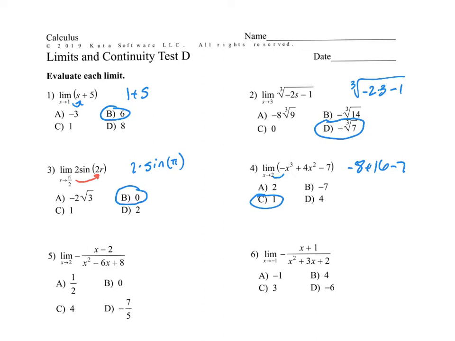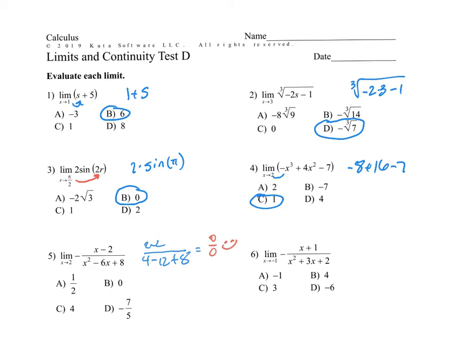And then we get to number 5, and I'm going to plug in a 2. So on top, I get 2 minus 2, which is 0. And on the bottom, I get 4 minus 10, 12, plus 8. And that is also 0. So this is the first time that we've actually gotten an indeterminate form. And you know I love to do math when I get an indeterminate form.